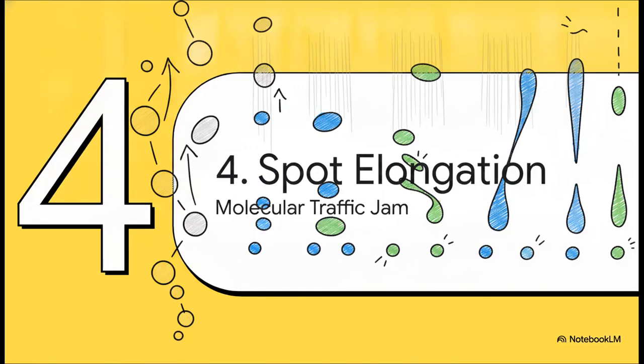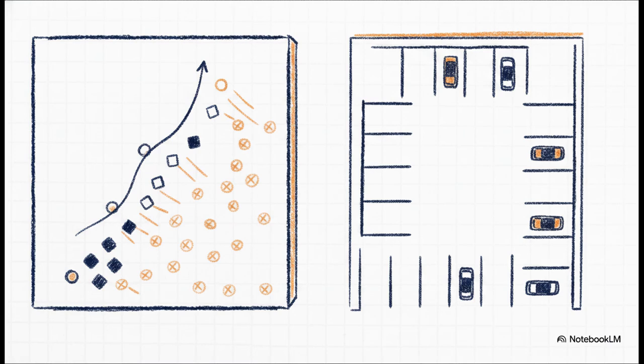Section 4. Why do spots elongate? The molecular traffic jam. Which brings us to the second phenomenon. Have you ever noticed how nice, tight, circular dots often smear out into these long ovals? Well, that happens because the adsorption capacity of the surface actually drops significantly when parts of the adsorption sites are occupied. It's exactly like a crowded parking lot.